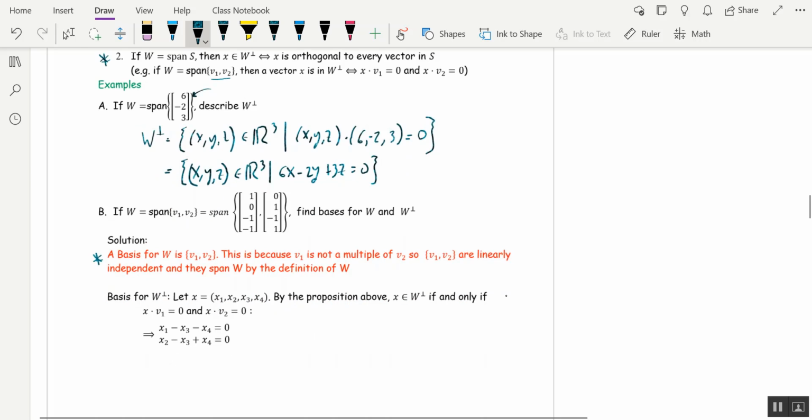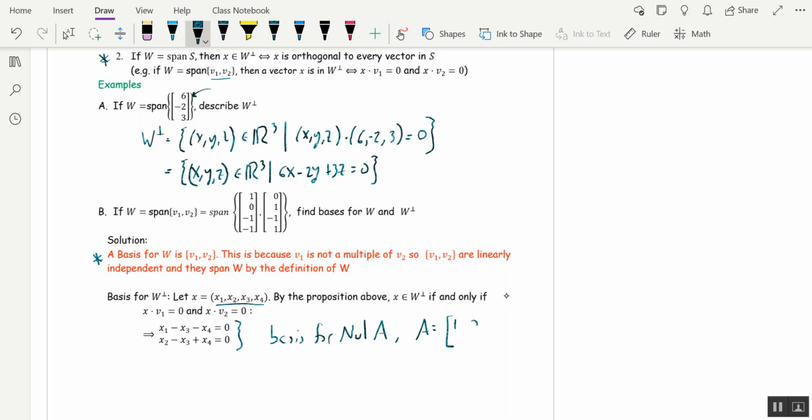Basis for W perp. So we want all the vectors in R4 such that they dot to 0 with both v1 and v2. If they dot to 0 with both v1 and v2, I get two equations. You can check those. And so a way to find the basis for W perp is we could find a basis for null A, where A is equal to the coefficient matrix of that linear system. So 1, 0, negative 1, negative 1, and 0, 1, negative 1, 1.